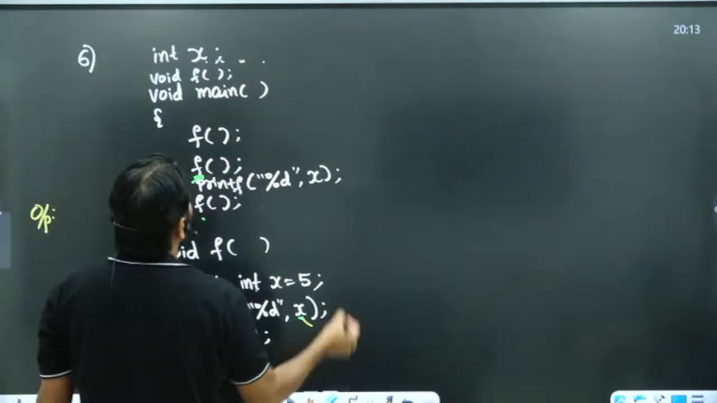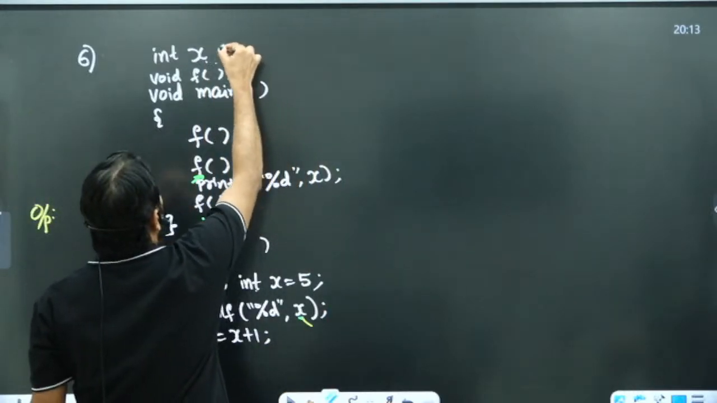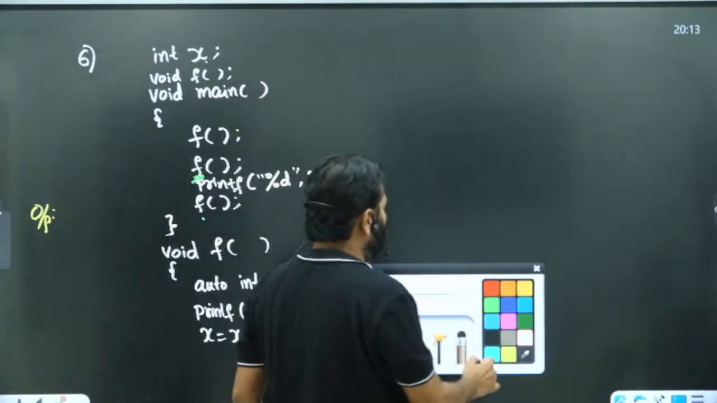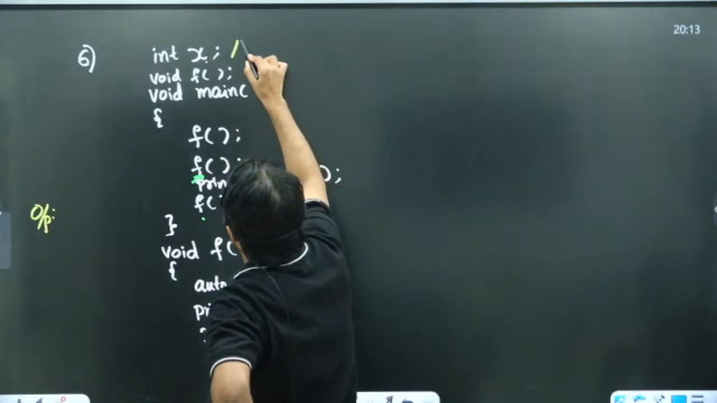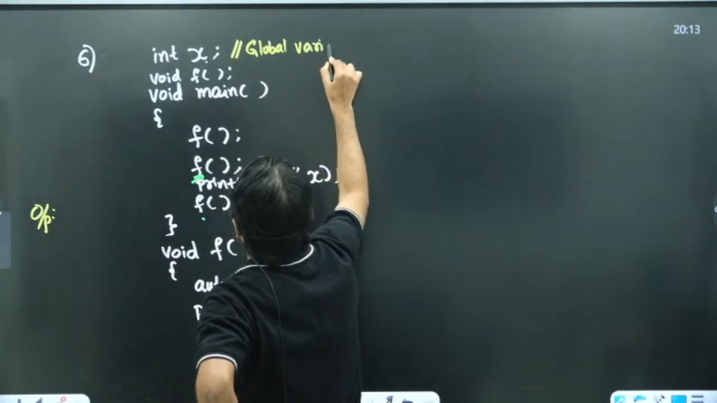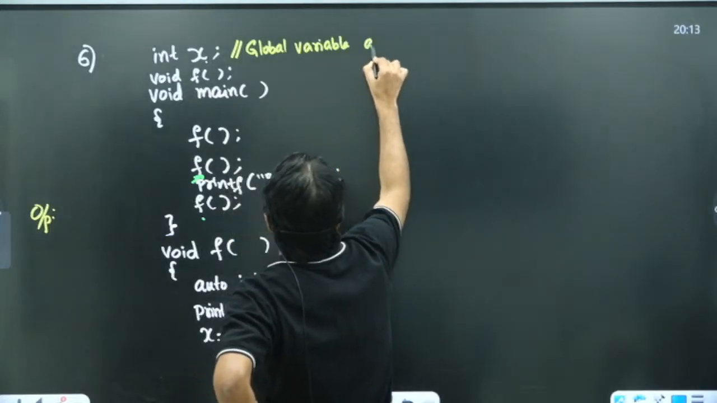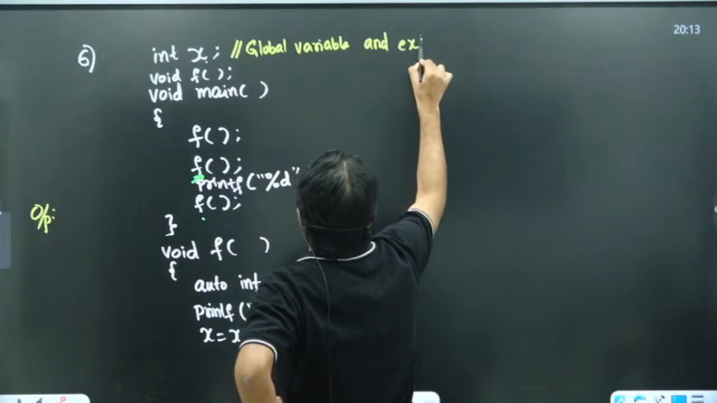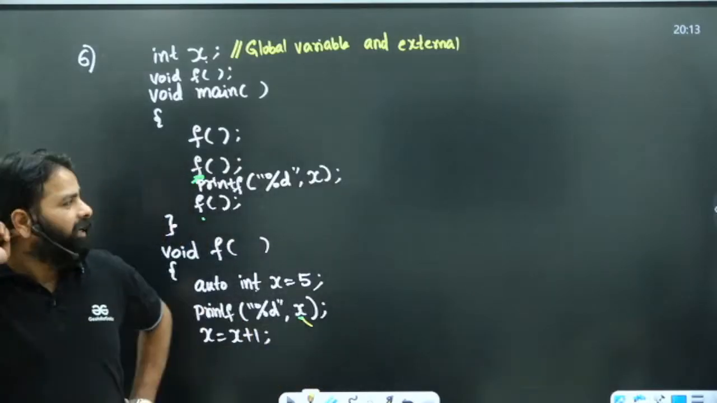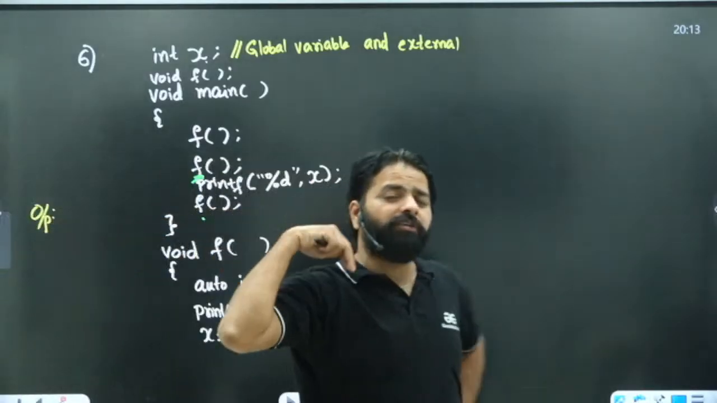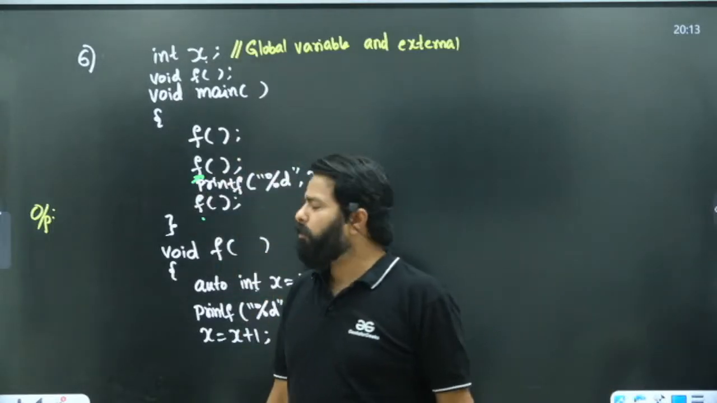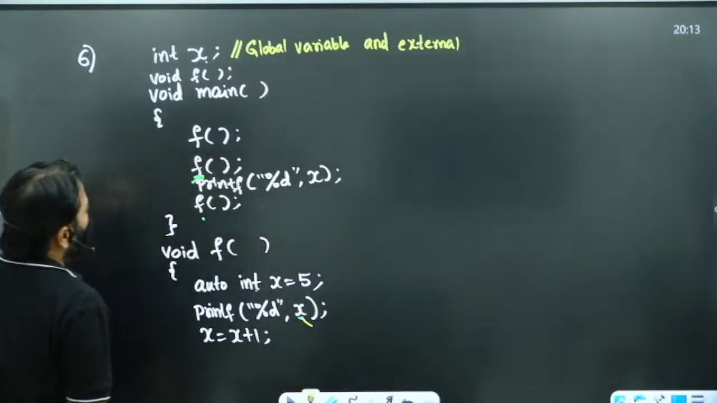And this x is not an auto variable. Remember, this x is a global variable. That's it. Global variable and external. So don't write the extern keyword here. Extern is needed when you want to use this variable at some other place. So this is a global variable and useful for all external files. Okay, now what happens?